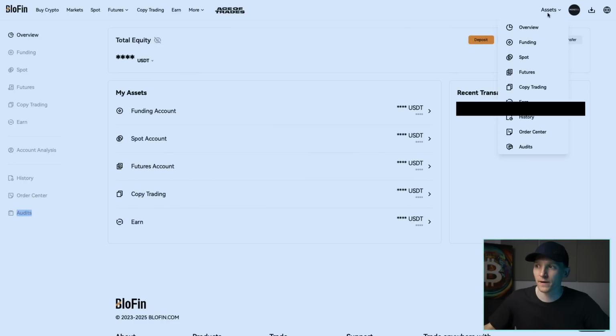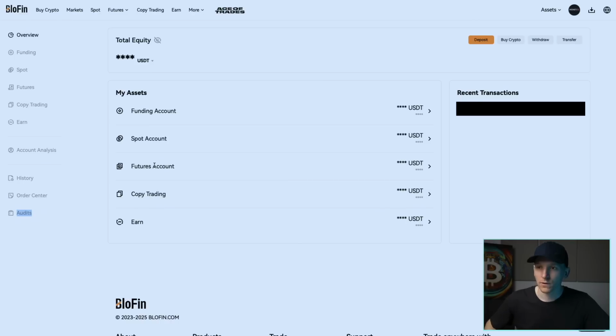Go to your assets page and then overview and then press deposit here. Now, these are your different accounts. So funding account, that's where your deposits go. Nothing happens in there. It's basically a holding area, and you can't do anything with your funds in there. If you want to trade them, just send them either into your spot account or your futures account if you want to trade in either of those markets.